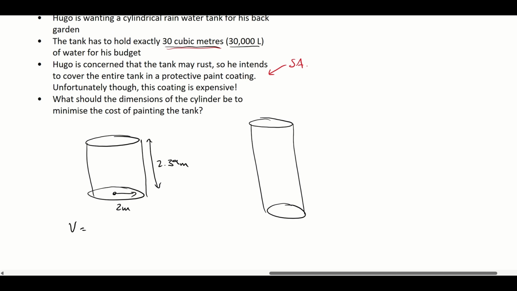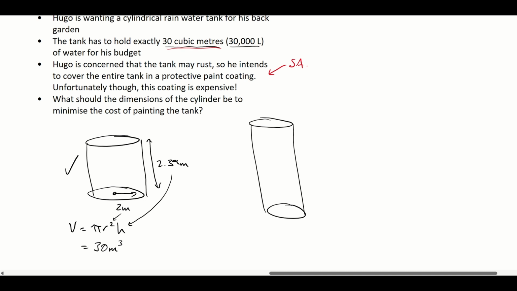The volume that we would get there would be pi r squared times h. So that's your volume for a cylinder. And if you substitute in your value for r to be 2 and your value for h to be 2.39, you would get 30 cubic meters, which is exactly what we need. So that would be an appropriate dimension of a cylinder.